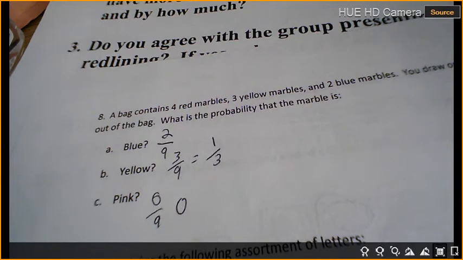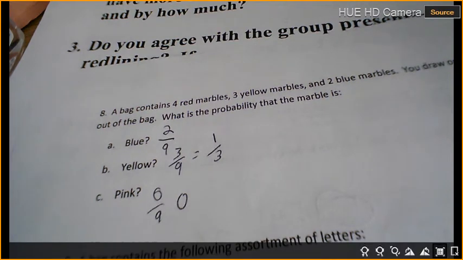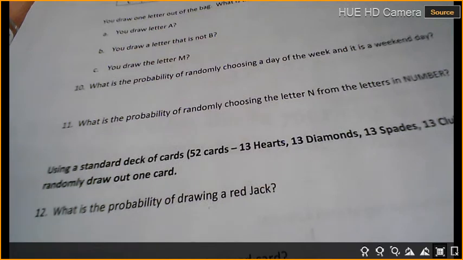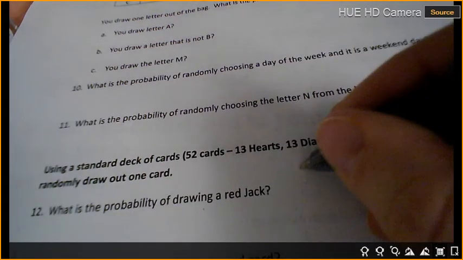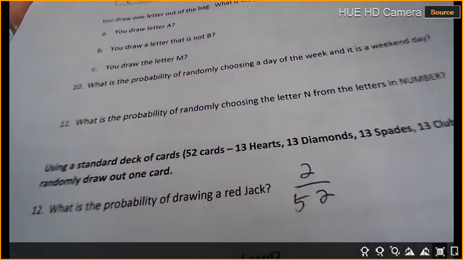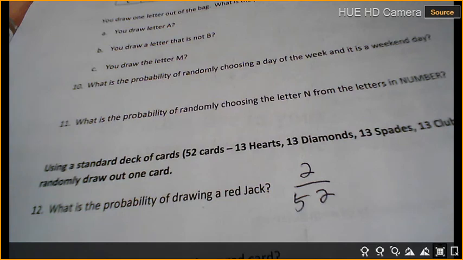Okay, we're going to go all the way down to number 12. What's the probability of drawing a red jack? If you have 52 cards, 13 hearts, 13 diamonds, 13 spades, 13 clubs, how many jacks are in a set? 4. How many of them are red? Try again. 2, because diamonds and hearts are red, correct? How many cards are in the deck total? 52. So it's 2 out of 52, which can be reduced to 1 out of 26.